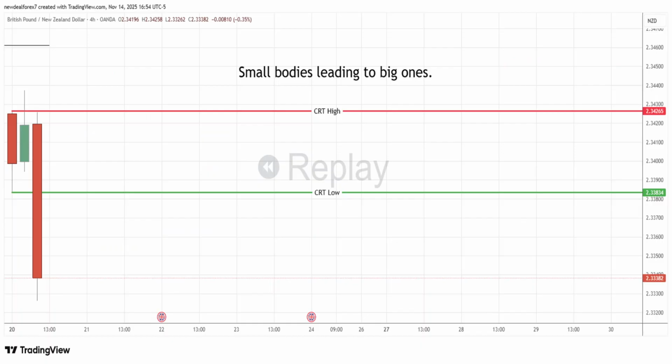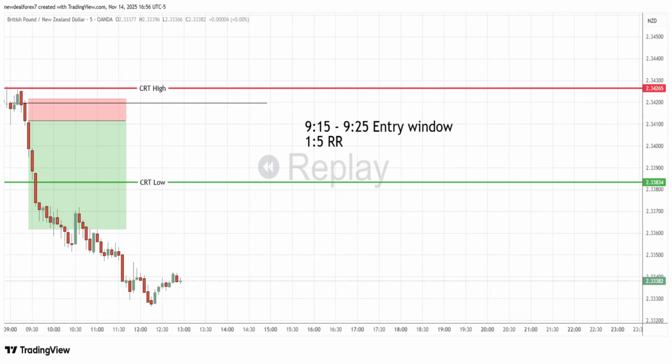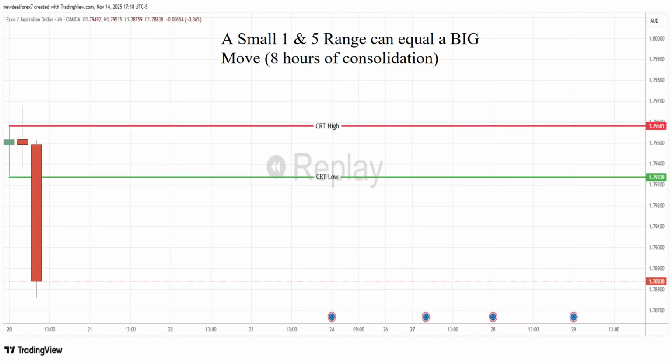So small bodies leading the big ones. This is another example here. Let's take a look at this large red candle. Again, we have our 9 a.m. open. Price goes above it a little bit and then tanks. Could have got in right there between 9:15 and 9:25. This could have given you 1 to 5 risk to reward, assuming a 10 pip stop loss. Okay. This one right here, another two small bodies leading to a very large drop. Okay, so remember, this is like just 8 hours of consolidation where small, tight pack consolidation can lead to a breakout in price.